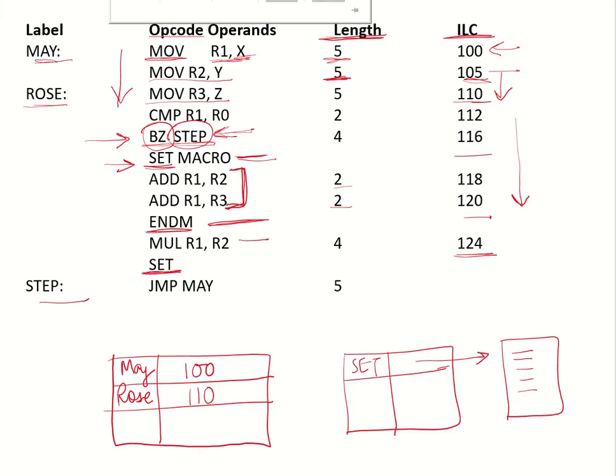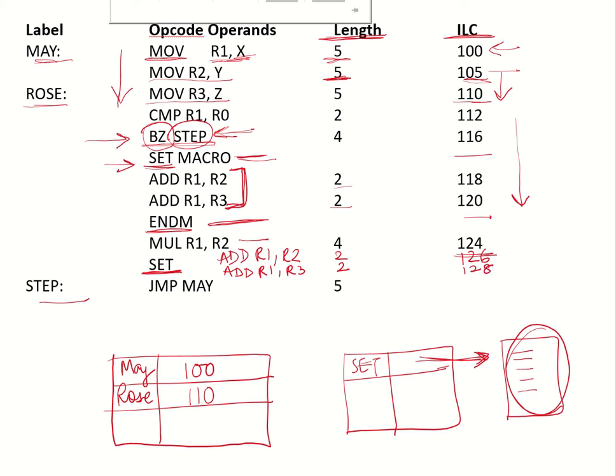Over here, there is a call to the macro. So the macro table will be checked and it will be replaced by its definition, which is available at the pointer of that particular macro. So this will be replaced by add R1 R2. The length of this instruction was 2, so the ILC will become 126. Add R1 R3, again the length is 2, so now this becomes 128.